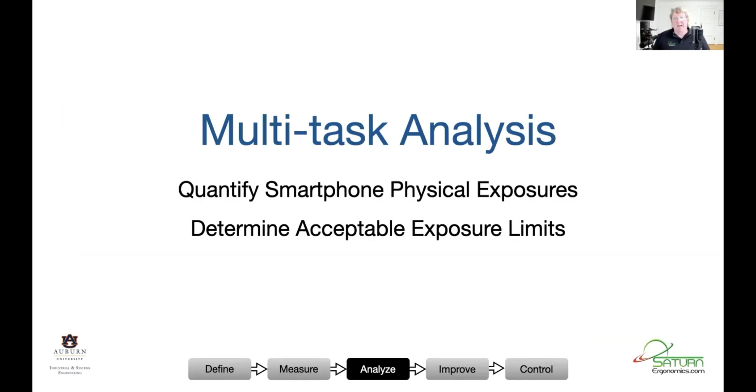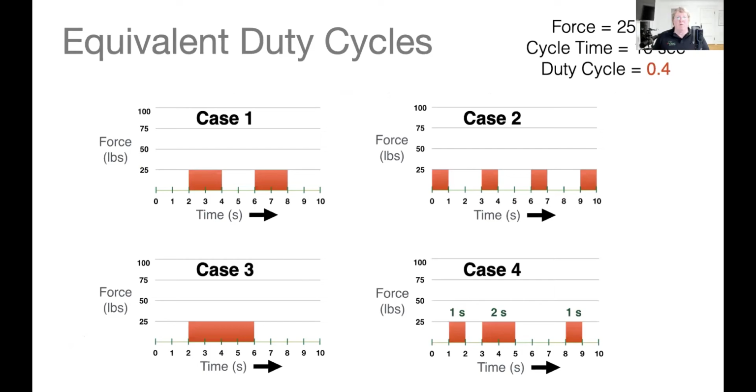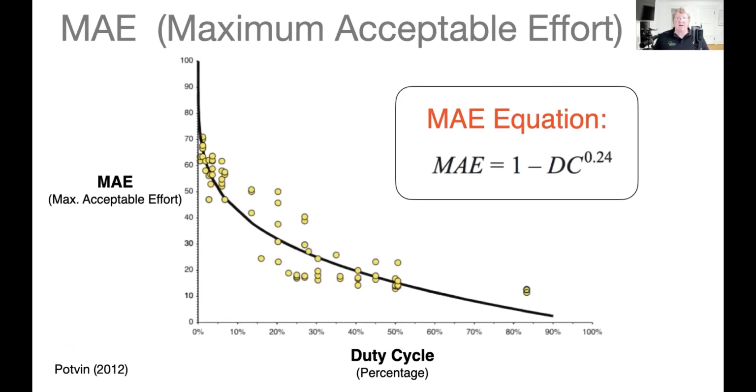Now, we look at multitask analysis. We want to quantify smartphone physical exposures and determine acceptable exposure limits. I'm going to do a rapid review. If we look at duty cycle, it's basically the percentage of the time that we're applying force. Now, here are equivalent duty cycles. In all of these we're applying force 40% of the time. It could be 2-second forces or 4 1-second forces.